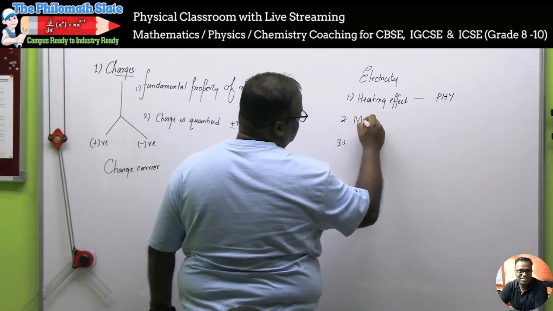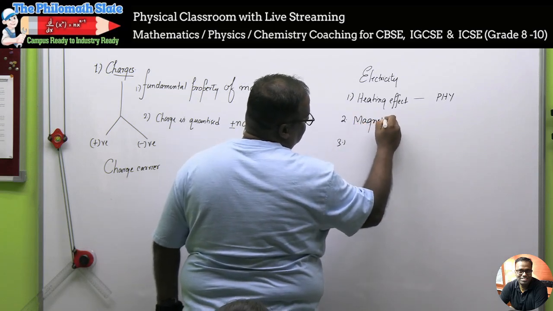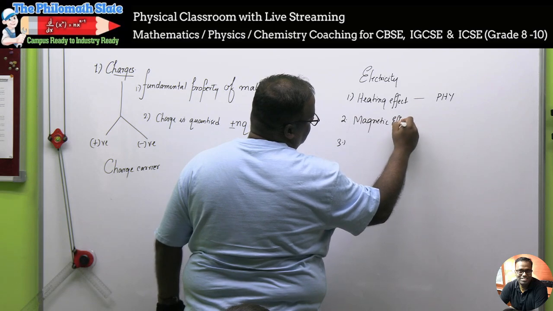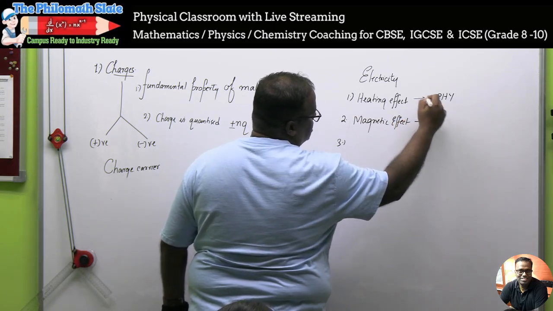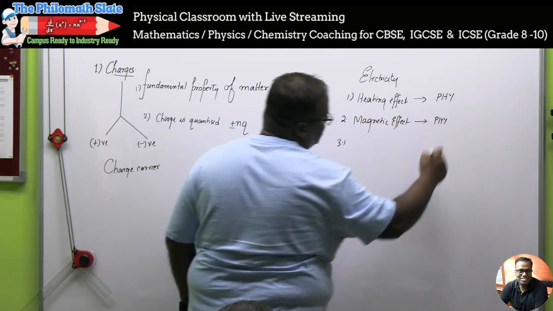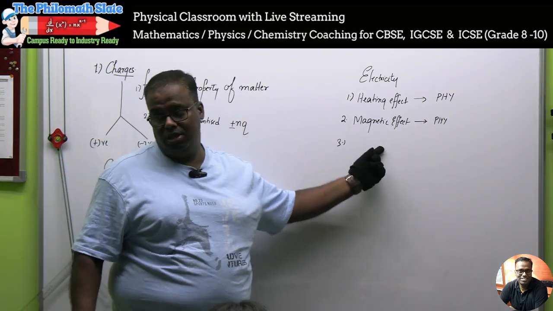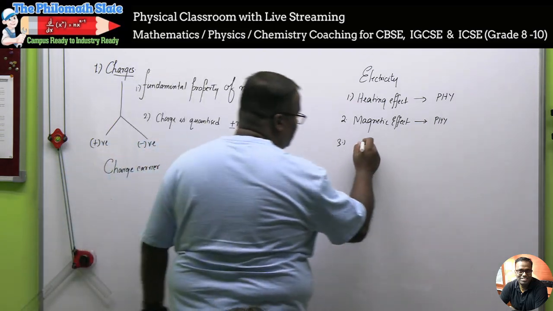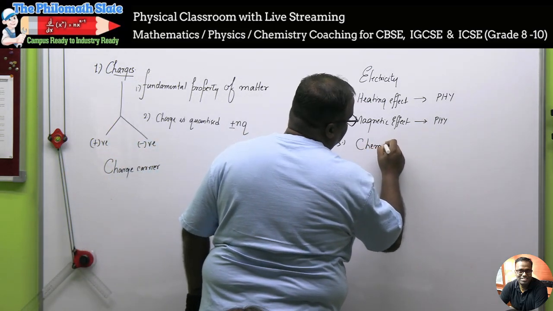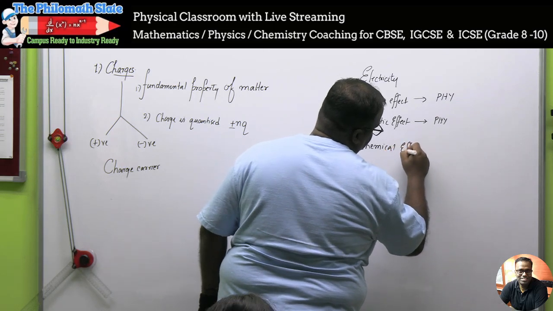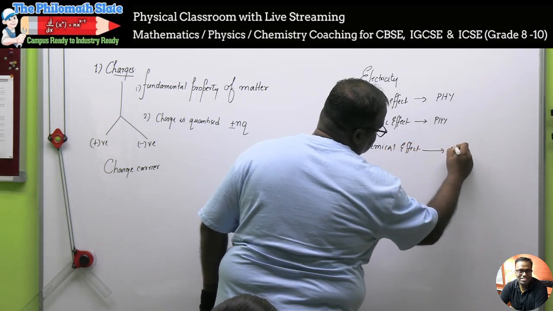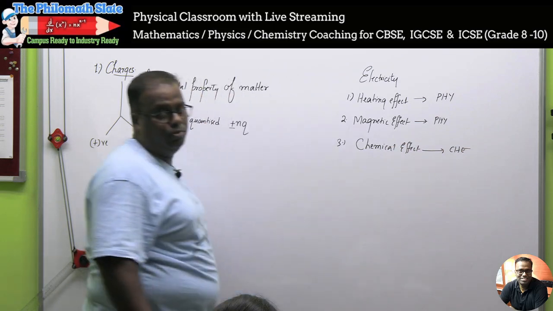Electricity also has something called magnetic effect, calling bell and all other things. This we will study in physics and in our next chapter, electromagnetism. Electricity has one more effect which you studied in grade 8, chemical effects of current. This entire branch is studied under chemistry. We don't study it here.